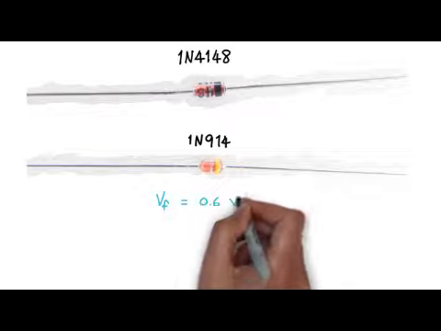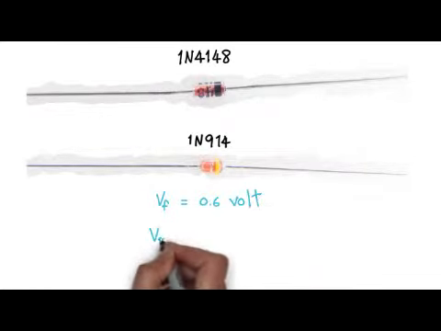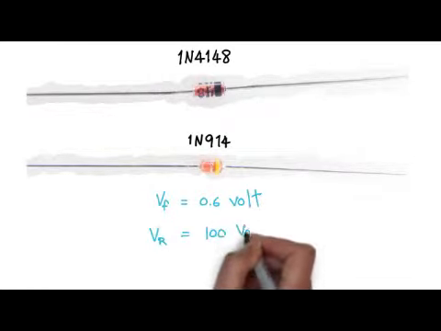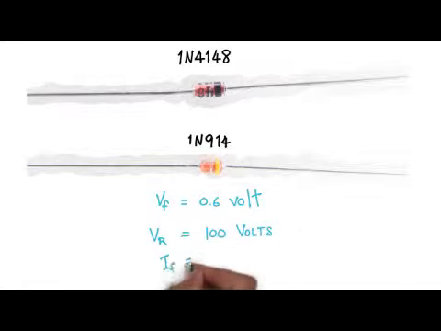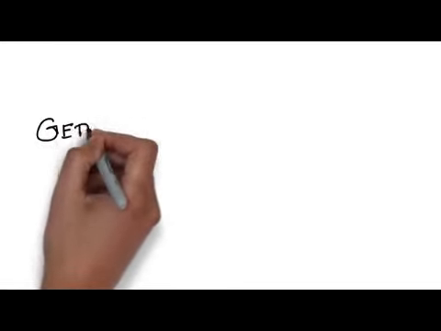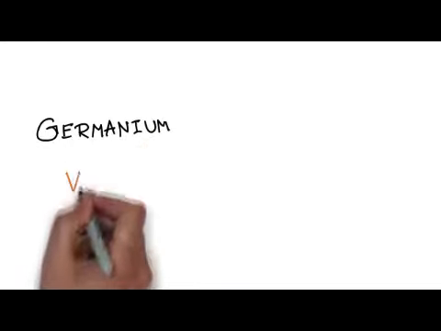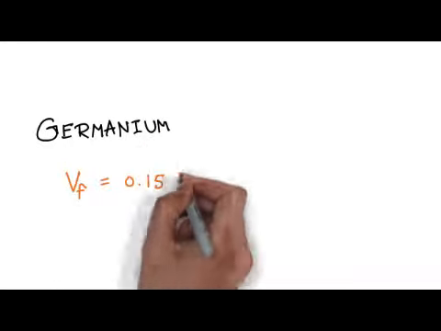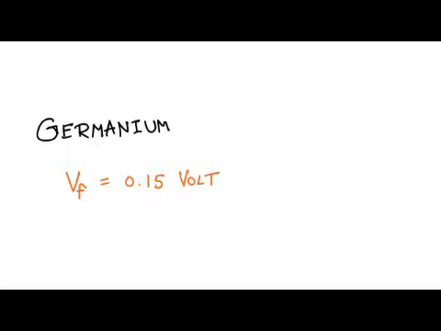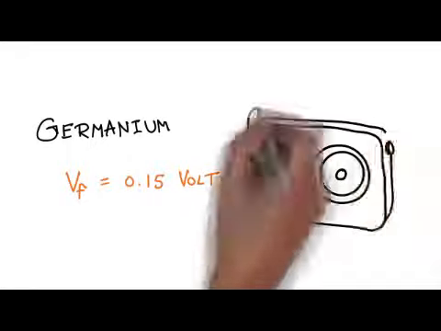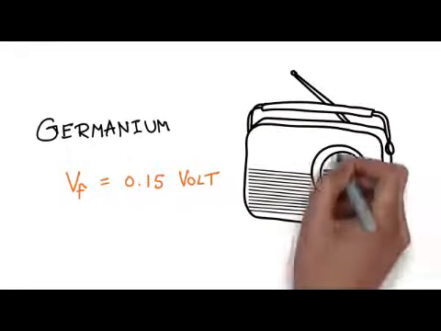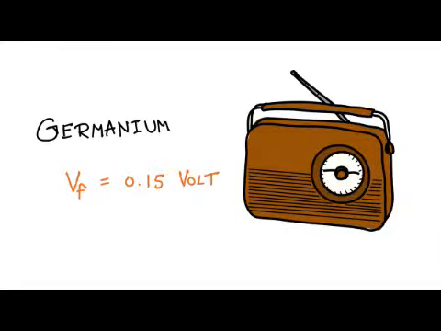They have a forward voltage drop of 0.6 volt and a peak reverse voltage of 100 volts. They can carry a maximum current of 200 milliamps. Some signal diodes are made of germanium instead of silicon, and they have a much smaller forward voltage drop than silicon diodes, as low as 0.15 volt. They come in handy for some radio applications, which often deal with very weak signals.